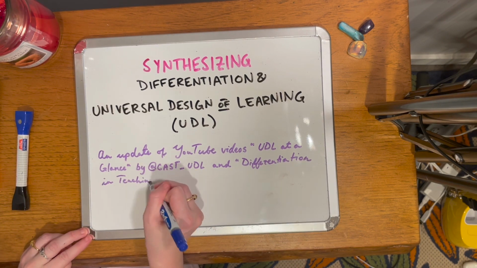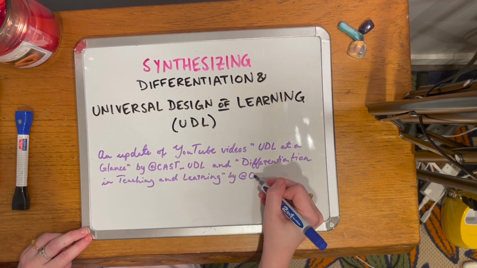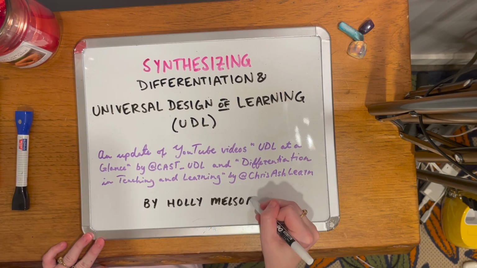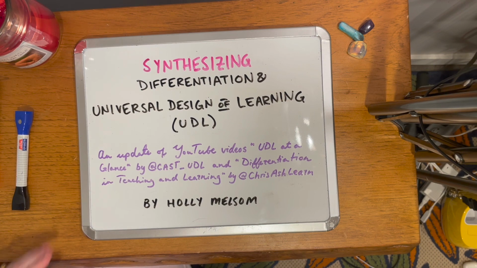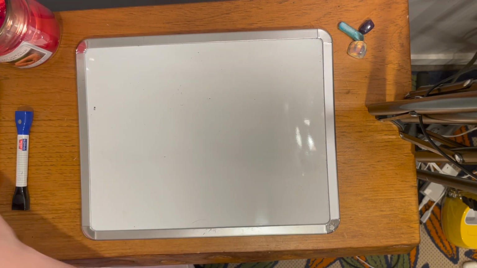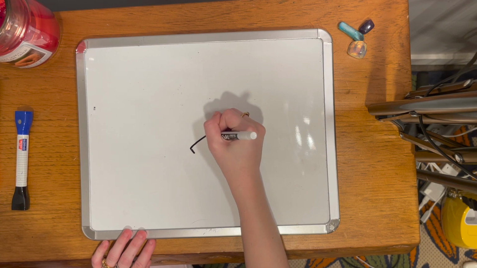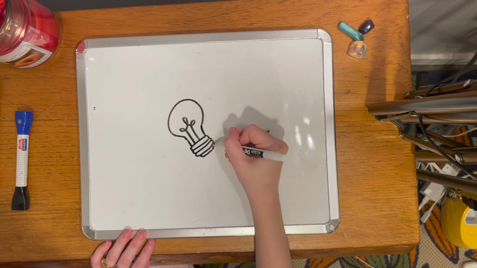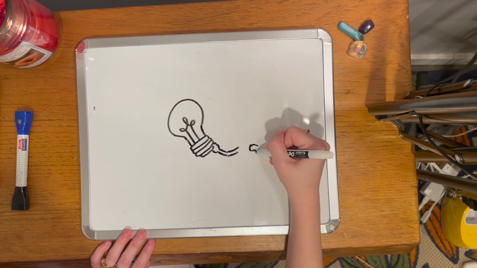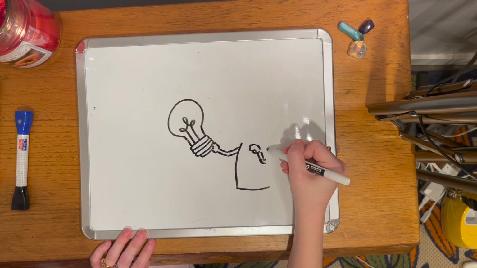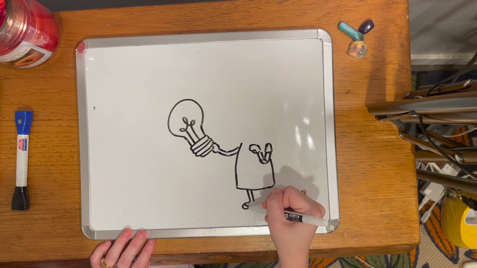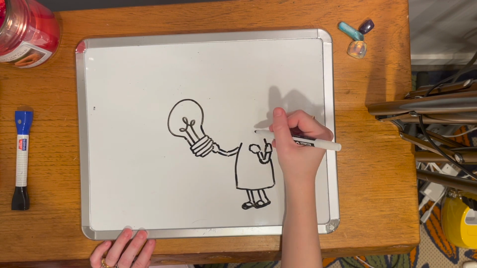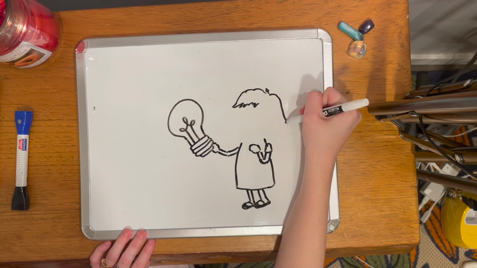The content of this video comes from two YouTube videos, UDL at a Glance by Cast UDL and Differentiation in Teaching and Learning by Chris Ashlearn, both available on YouTube. UDL and differentiation are two models of education design that at first glance seem challenging to tease apart. This is of no fault to the educator trying to understand the two models. It's really because they share a lot of the same underlying principles and the same common goal, which is to increase learning opportunities for all students in the classroom.